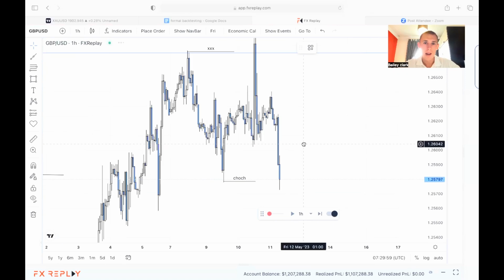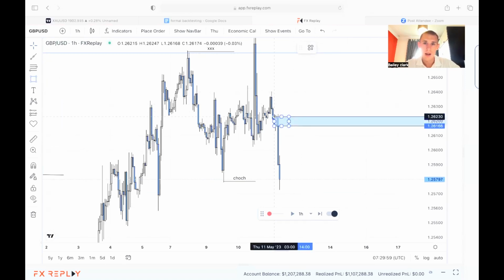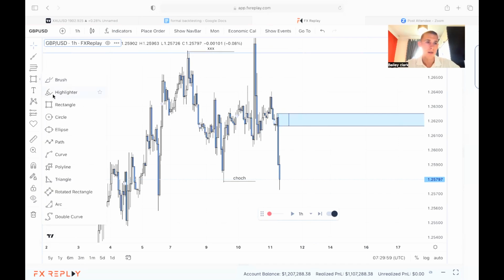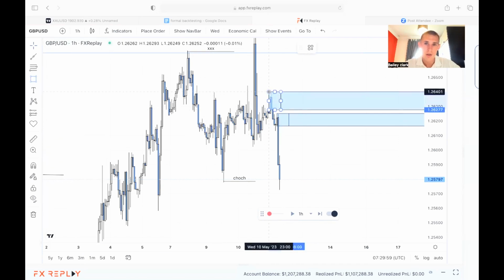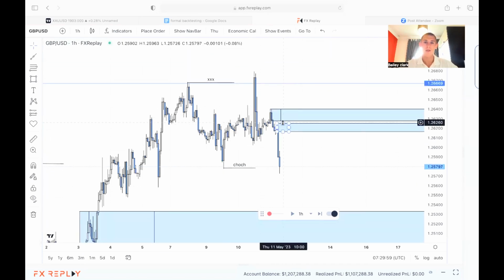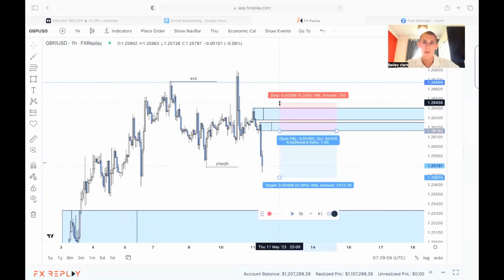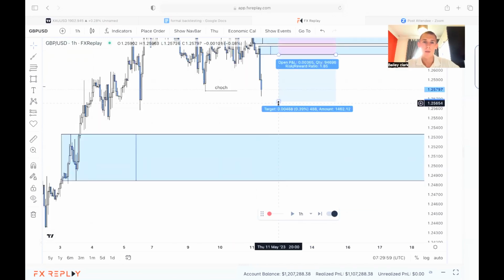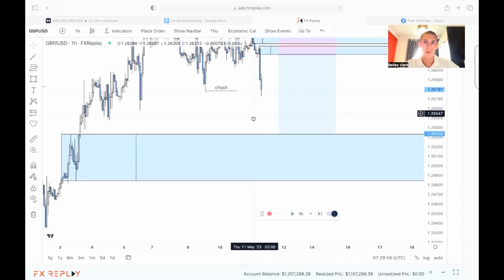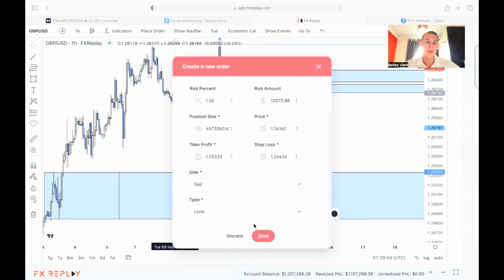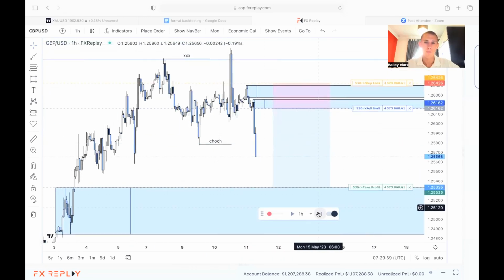And on the 1 hour, we left behind these two areas. We have this one and we have this one just above as well. These are the two areas of supply which caused the structure break. So I'm going to set a limit on the first one with stops just above the second, and then we're going to target this area on the 4 hour for a nice 1 to 3. Let's see if it plays out.